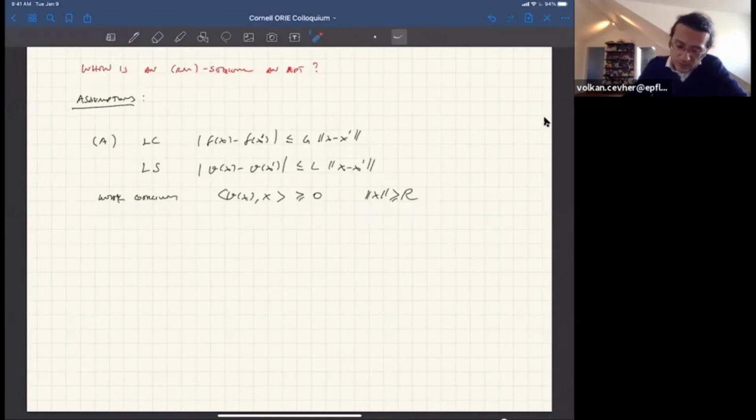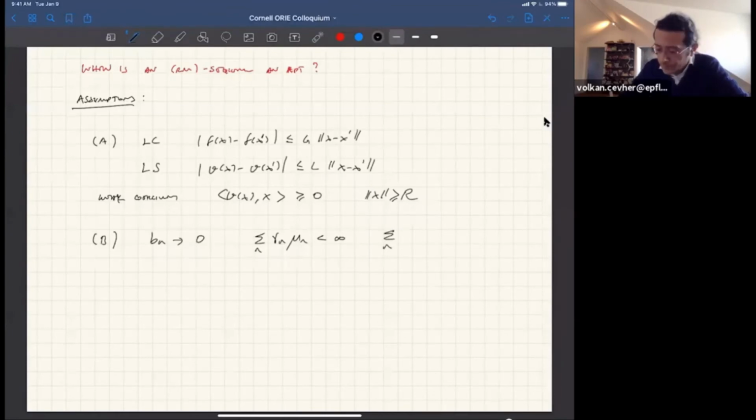Here are additional assumptions. So this Bn, the bias, goes to 0. We're going to assume these summability conditions. If you remember, this thing is the expected value of the bias given the filtration, and this thing is the noise term.